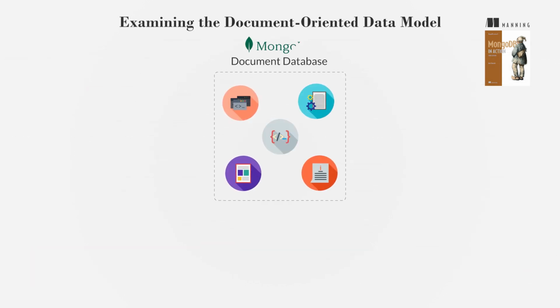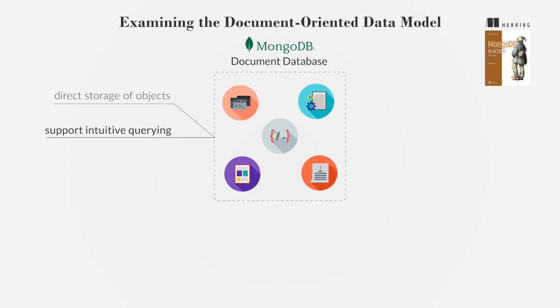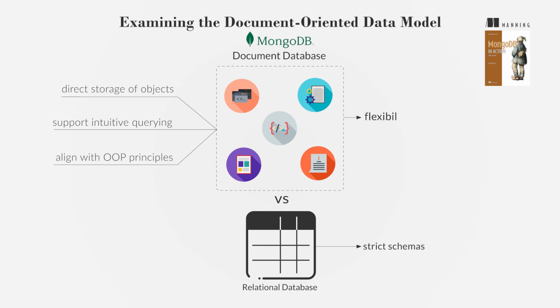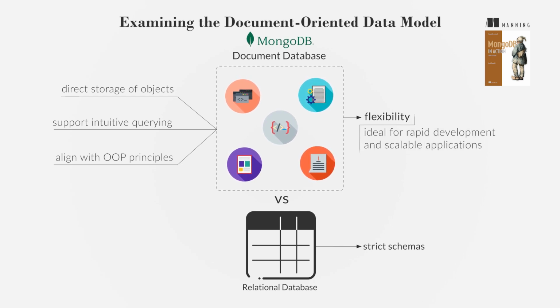Document databases like MongoDB allow direct storage of objects, simplifying data persistence. They support intuitive querying and align with object-oriented programming principles. Unlike traditional relational databases with strict schemas, document databases offer flexibility, making them ideal for rapid development and scalable applications.